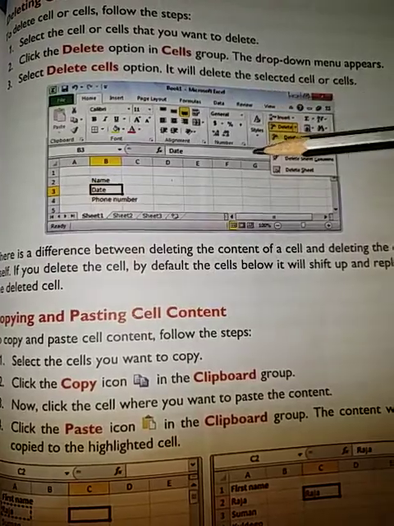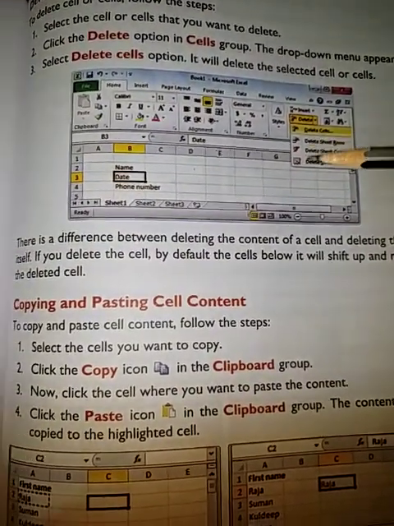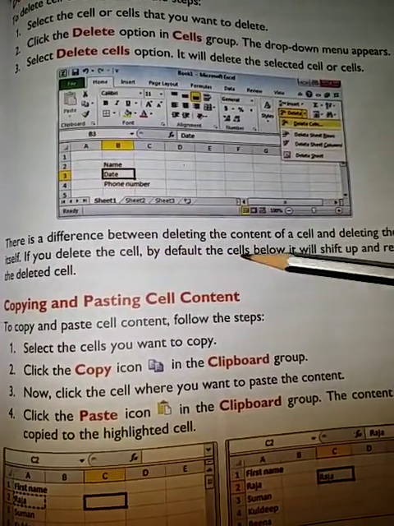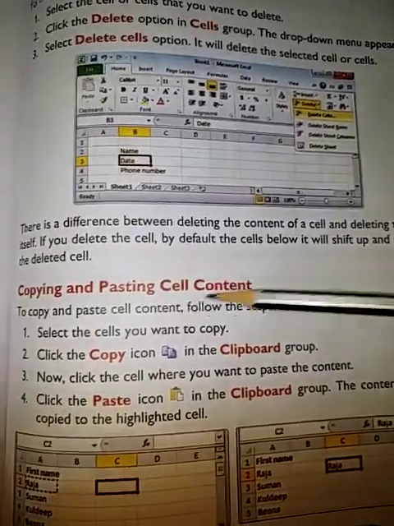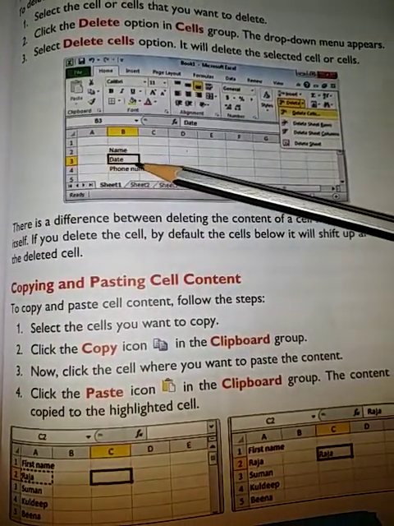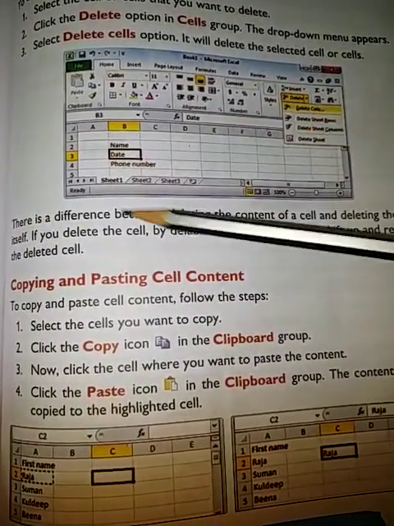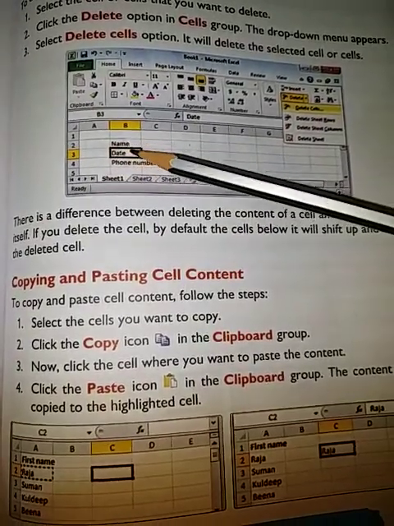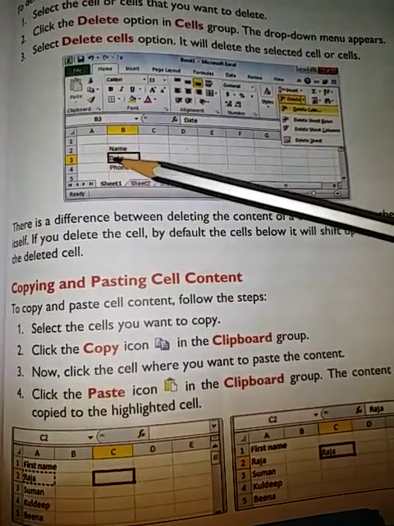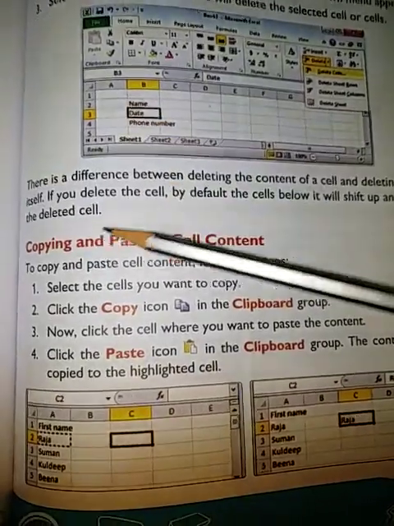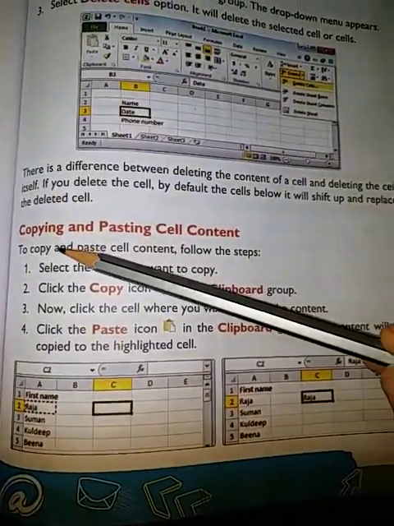The Delete Cells option, you just have to click that. There is a difference between deleting the content of a cell and deleting the cells itself. Whenever you click on Delete Cells, it will just vanish from here. It will disappear from this place by the delete option.